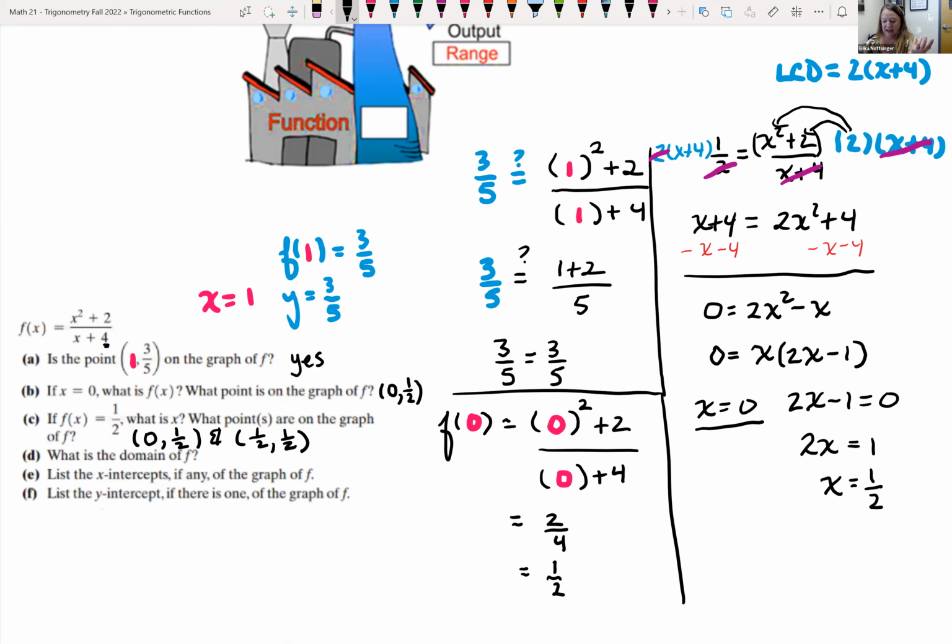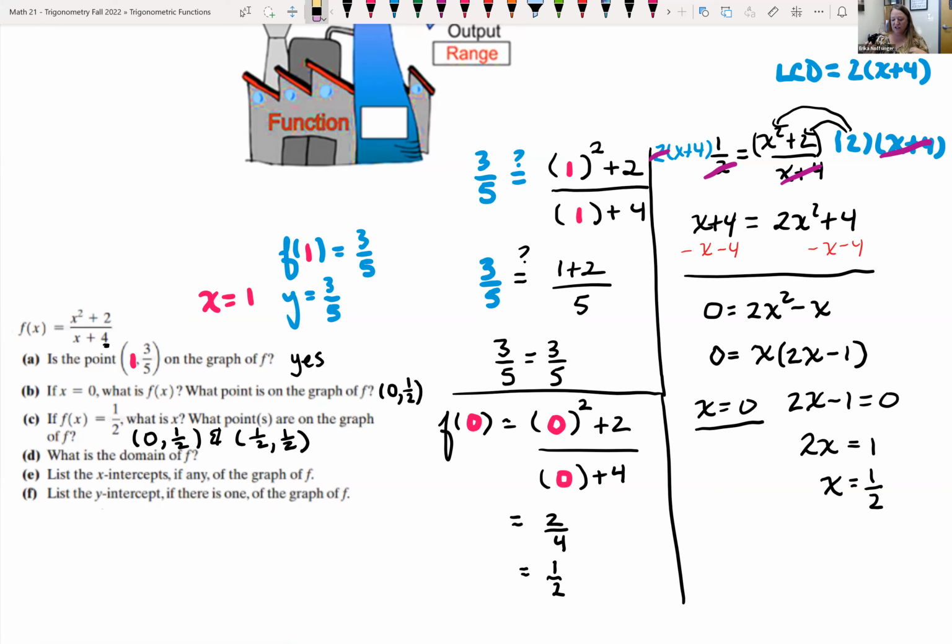So it's okay. This is still saying it's a function. We just have 2 separate x values that are giving us the same y value. So it's okay, that's legitimate for the definition of a function.